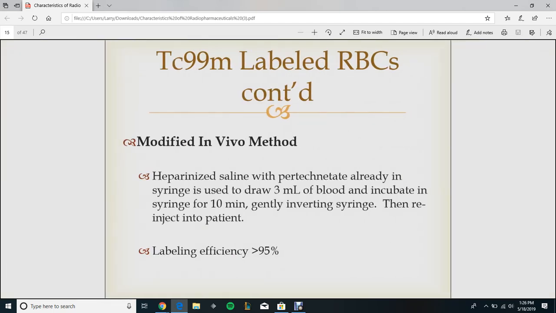In the modified in vivo method, heparinized saline with pertechnetate already in the syringe is used to draw 3 ml of blood and incubate in the syringe for 10 minutes, gently inverting the syringe. Then re-inject into the patient. Labeling efficiency is greater than 95%.